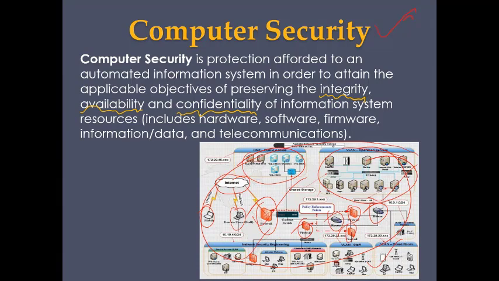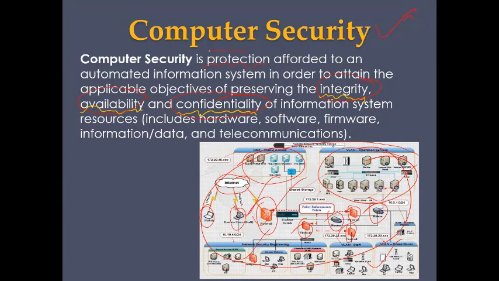So the definition is: computer security is the protection afforded to an automated information system, like this one, in order to attain the applicable objectives of preserving the integrity, availability, and confidentiality of the information system. So these are the three keywords that we should keep in our mind: integrity, availability, confidentiality. We will study these three keywords later.